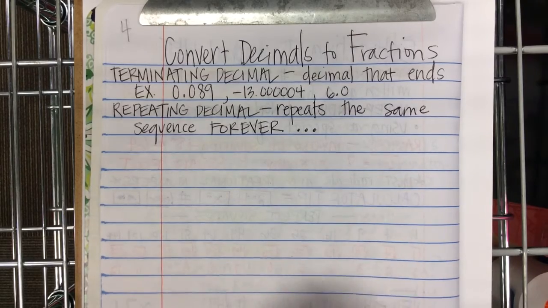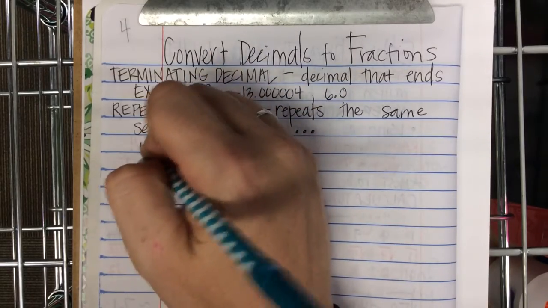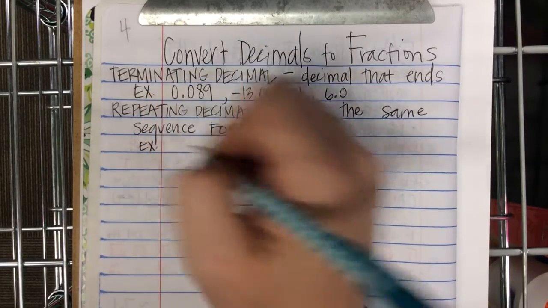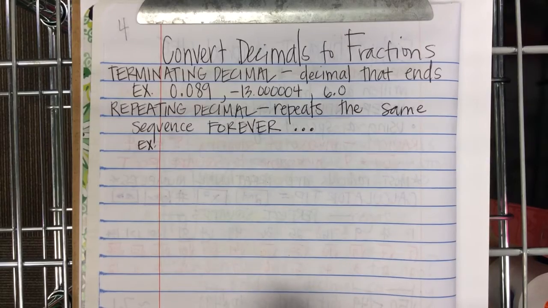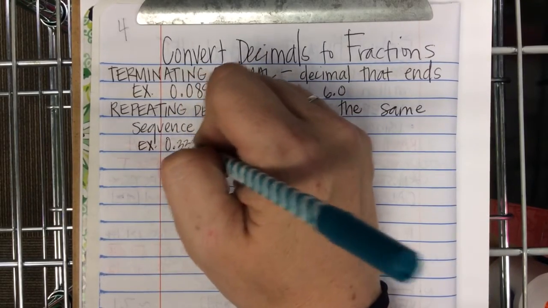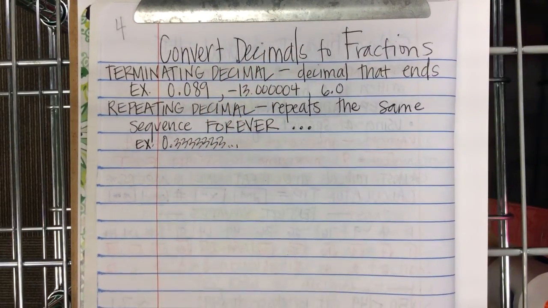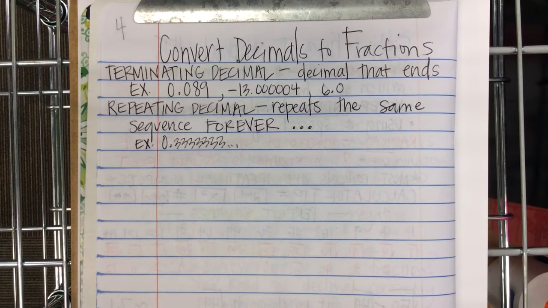Now here's why I say sequence. If my example is 0.3333333 dot dot dot. It's a sequence, right? It goes 3, then 3, then 3, then 3. I understand it's also a pattern, but we don't want to talk patterns because it confuses us.